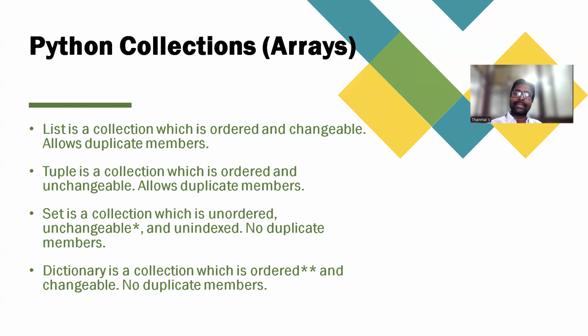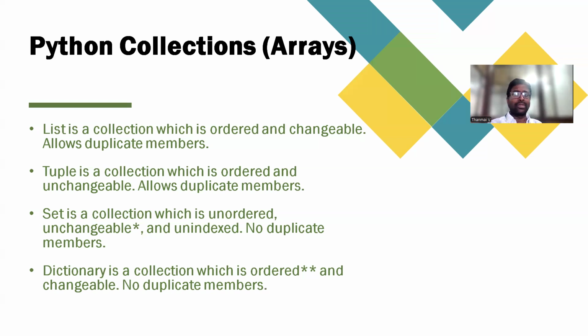And the last one is called a dictionary. A dictionary is also one of the Python collections. Same as the list, a dictionary is also ordered. That means all the elements in a dictionary are in a particular order. Same as a list, in a dictionary the elements are changeable. That means you can change the values, you can update the values of the elements in a dictionary, same as a list.